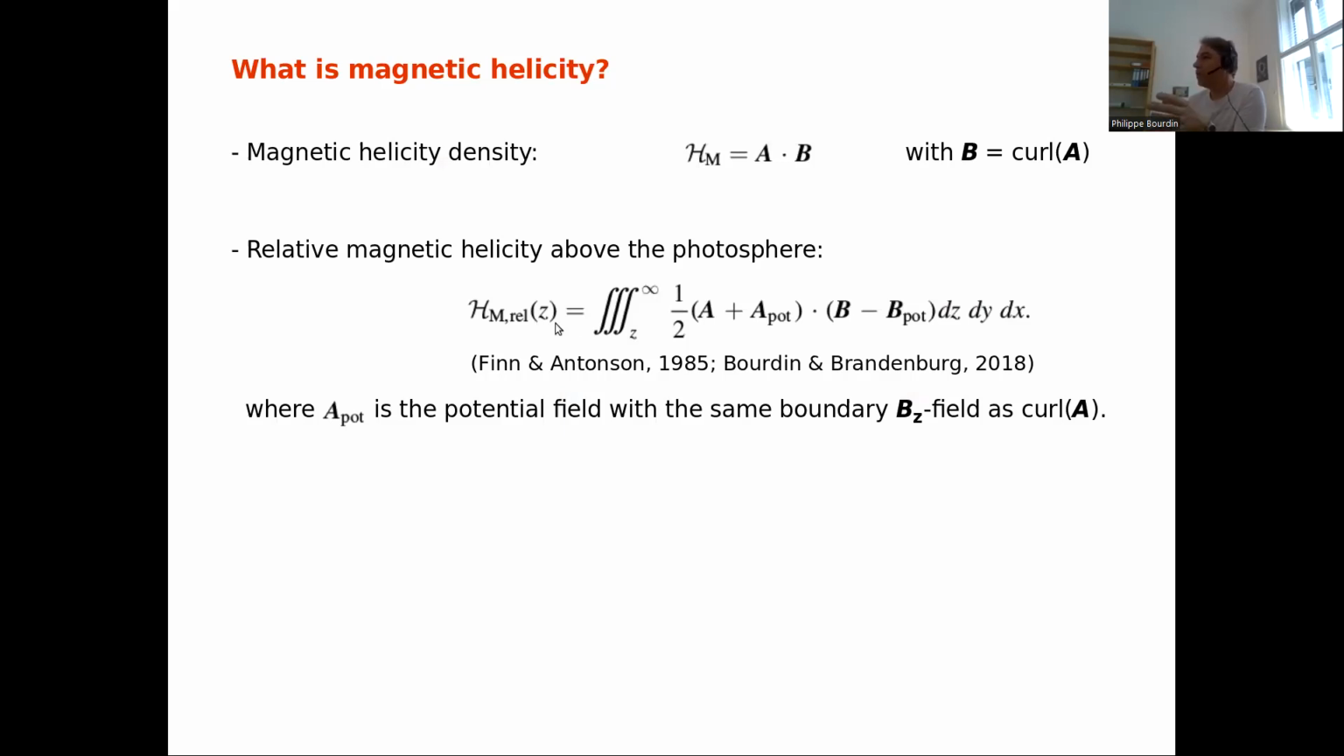So you take the surface layer, compute a potential field, and then you take A plus A pot, so that would be a new quantity, and then you multiply with B minus B pot. So you subtract the potential field from the actual magnetic field, and if you do this volume integral, you get out a new quantity, and it turns out this quantity is independent of the gauge. So if you change the gauge of A, which may of course happen in a simulation, or theoretically, that quantity is always the same.